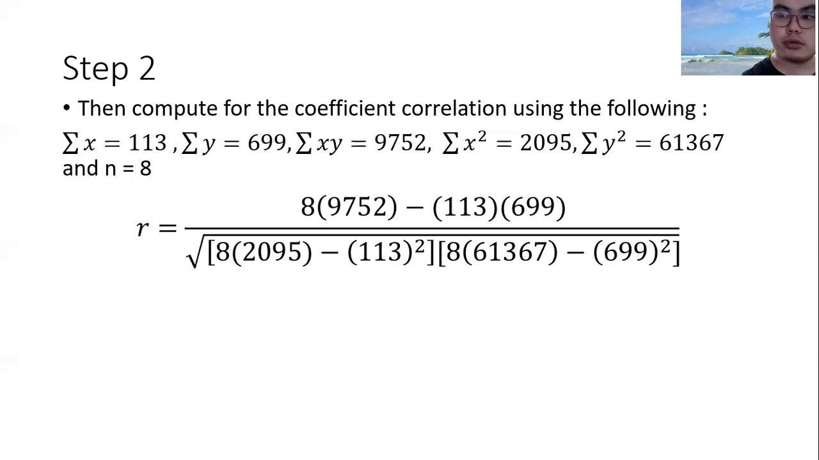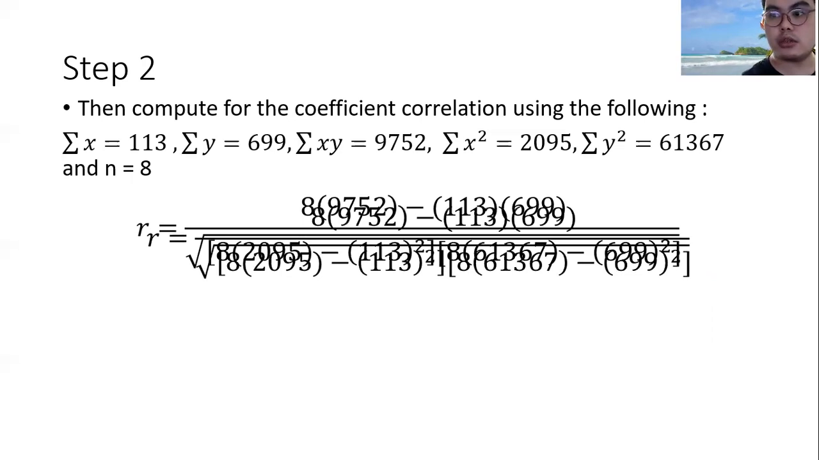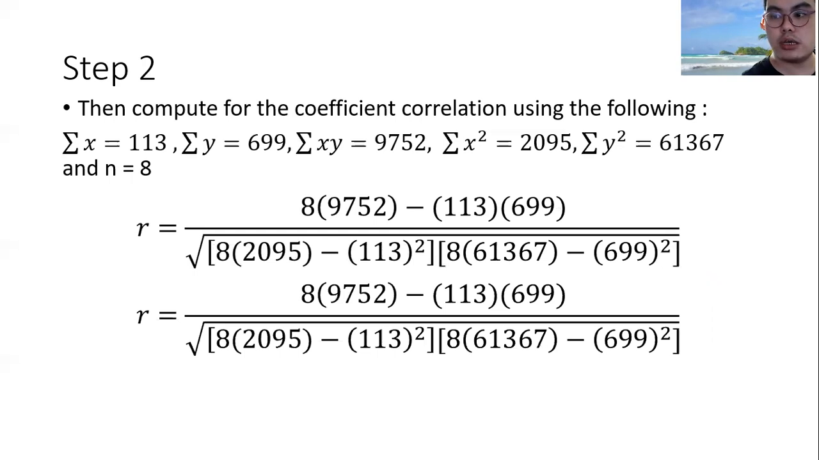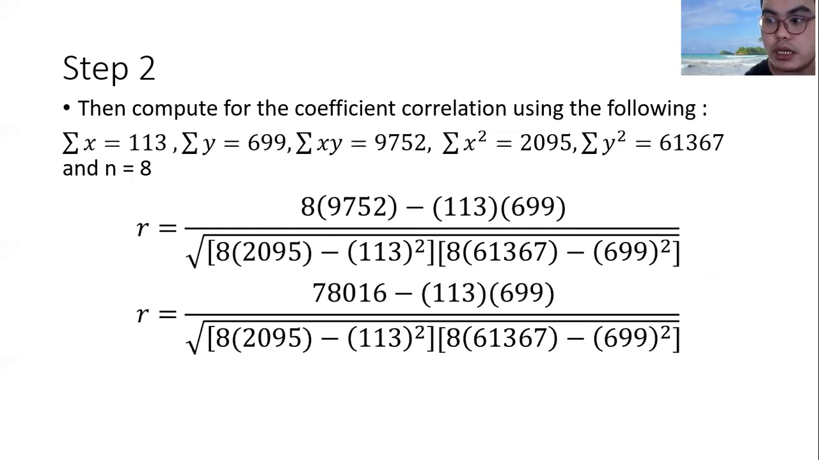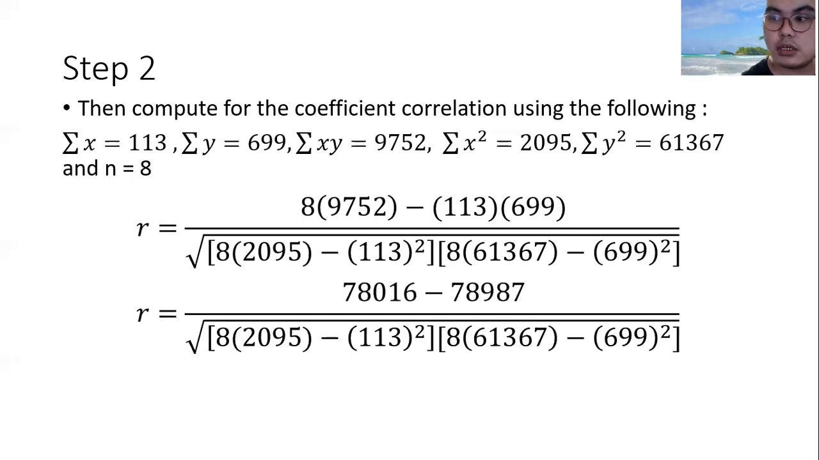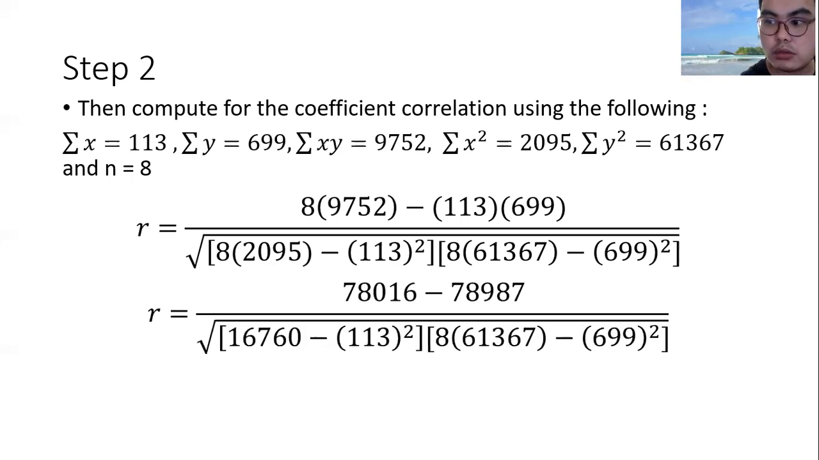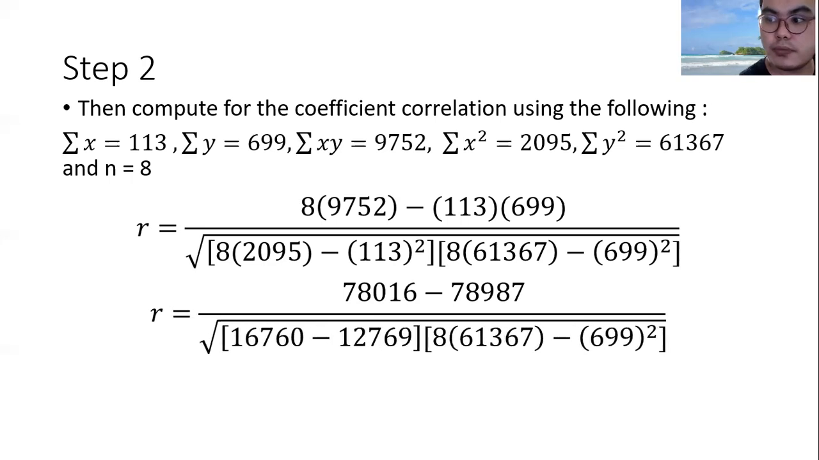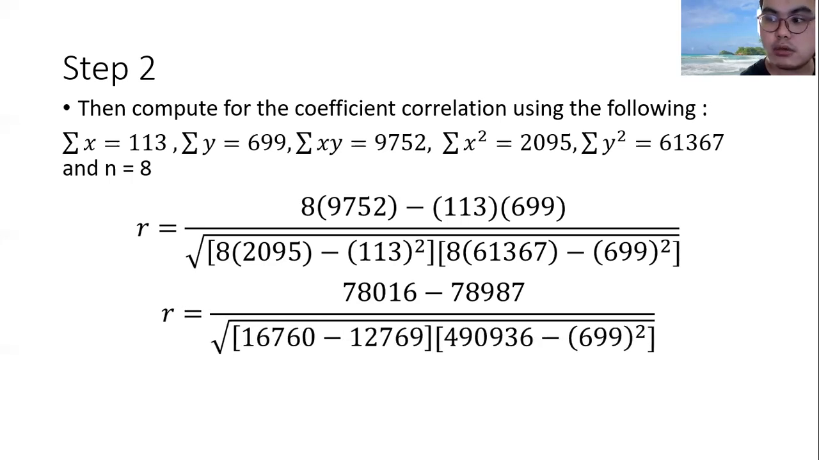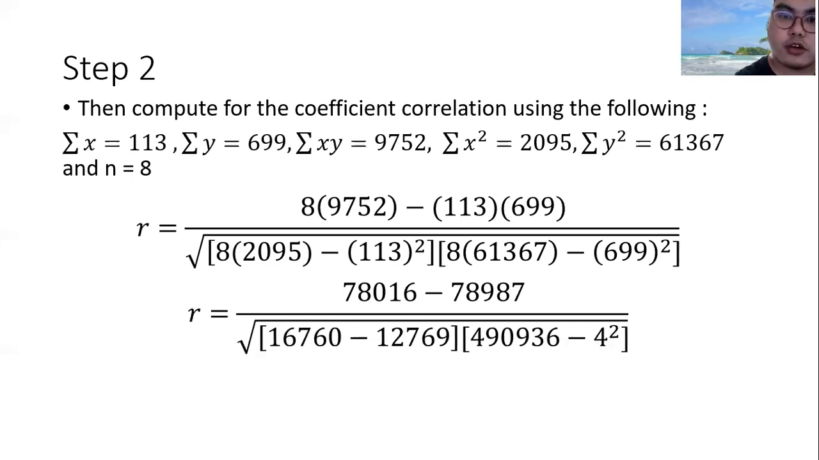Okay, so in order to compute, we need to find the product, or shall I say, perform the indicated operations. Okay, so kung magmumultiply po tayo, this will be 78016. Then to get the product, we came up with 78987. Okay, so here naman 16760. Then to get the square, this will be 12769. Then here naman, this will be 490936. While for this one naman, it will be 488601.